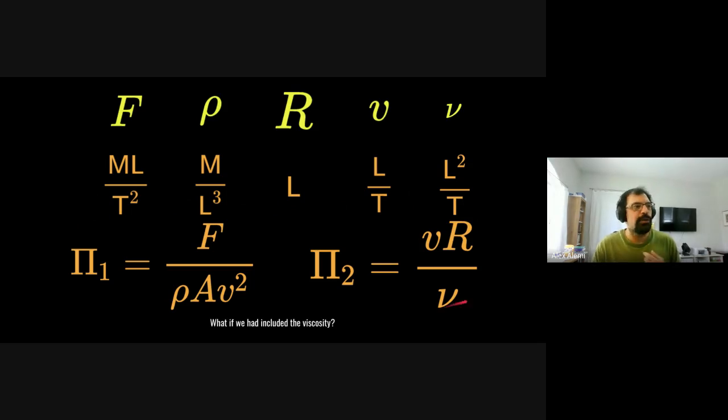So what happens if we go back and try to do our dimensional analysis, but we put another physical constant in there, viscosity? Maybe you don't know it, but you could look it up. Viscosity has dimensions. This is the kinematic viscosity, which has dimensions of area per time.